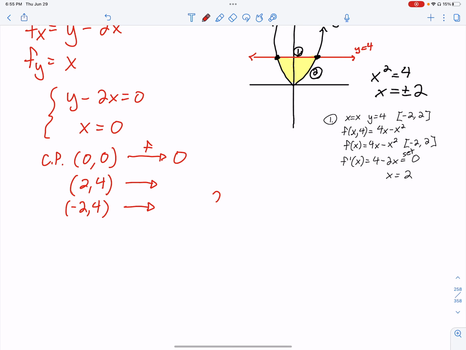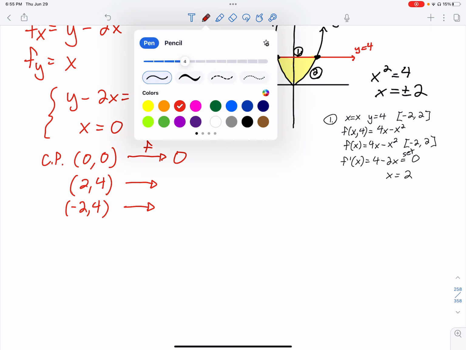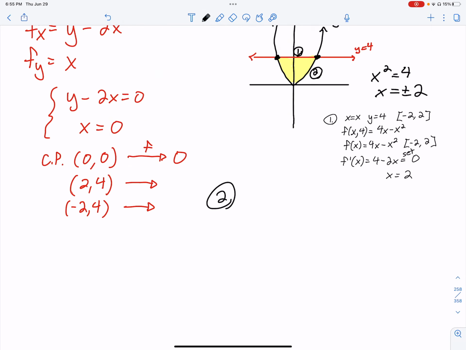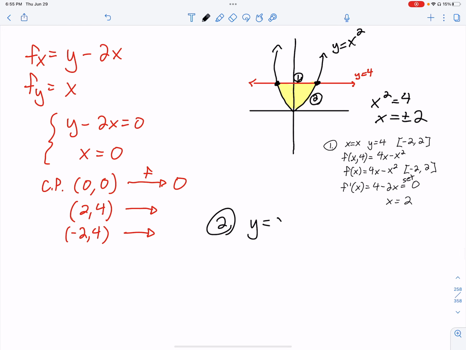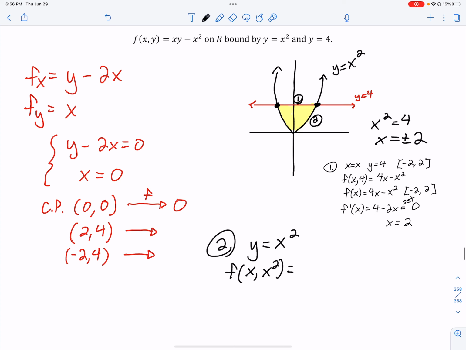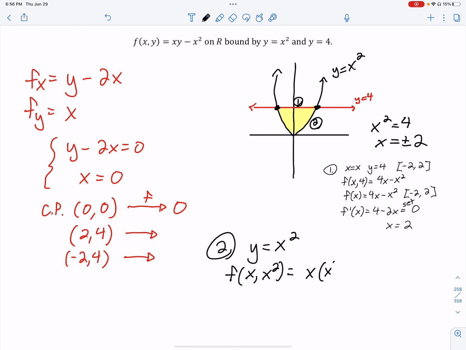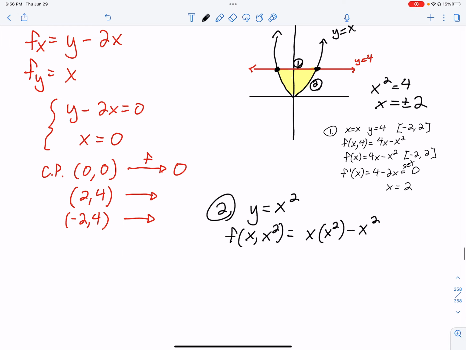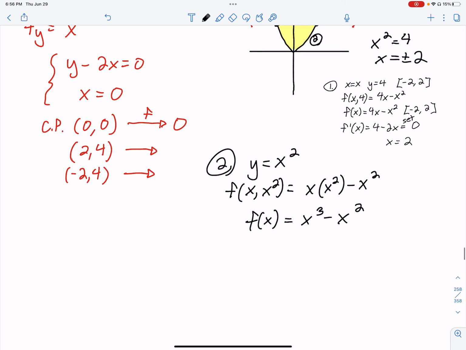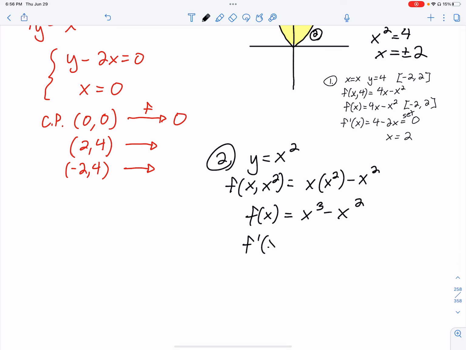Let's do part 2 now. Part 2 is going to be y equals x squared. So I'm going to plug that in: I get x, but y now is x squared. And I'm going to plug that into my function. So I've got x times x squared minus x squared. So this new function is going to be x cubed minus x squared. That is a new function of x on that line. So I take my derivative, and I get 3x squared minus 2x.